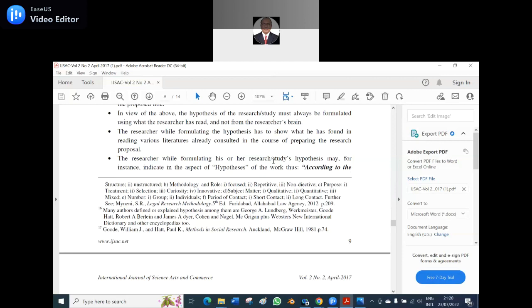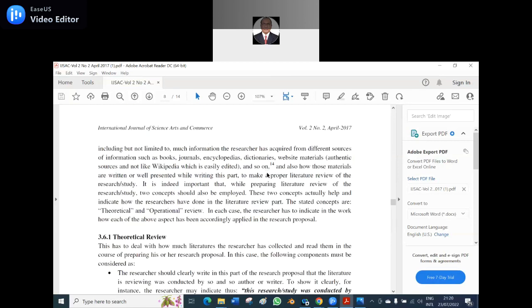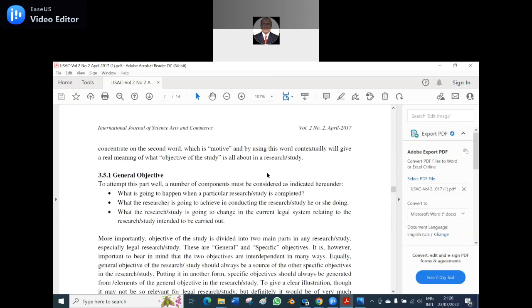So these are the things which I have made. The researcher, while formulating his or her research study hypothesis, may, for instance, indicate the aspect of the hypothesis. The plural form of the hypothesis is hypotheses, and the singular form is hypothesis. That is the thing to make out.